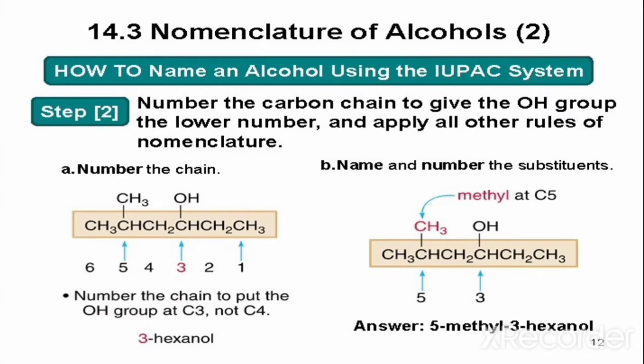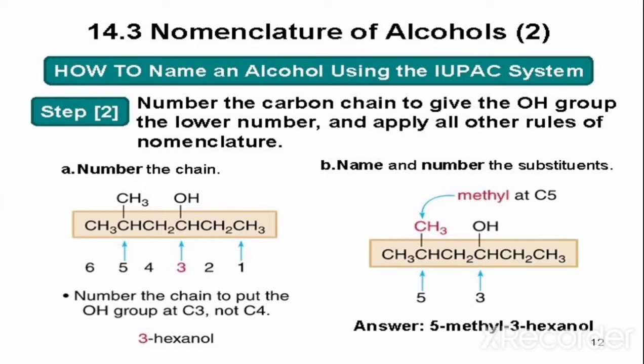The other step is to number the carbon chain to give the hydroxyl group the lower number and apply all other rules of nomenclature. So the second step is that we have to number the chain and give the hydroxyl group the lowest number. We will see the numbering and conclude that we give the hydroxyl group the lowest number, and the number is 3, and we will number from the left hand side.